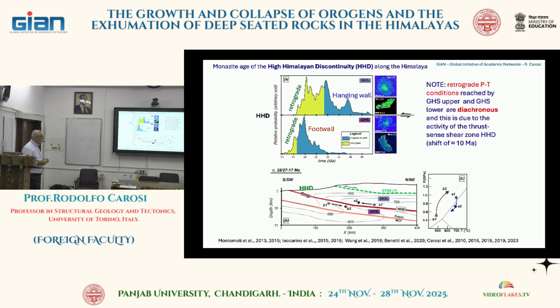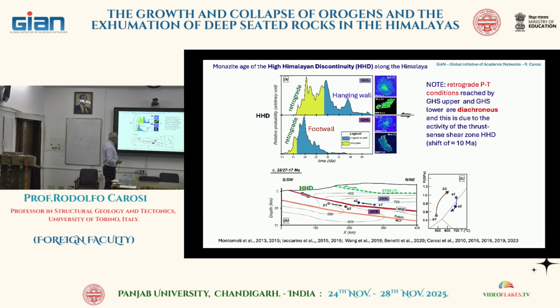And why is there this strange behavior? Because usually people think about the occurrence of the Main Central Thrust, and all the rock of the Greater Himalayan Sequence were exhumed. Here we have the hanging wall exhumed before and the footwall later, 10 million years later. The cause is the occurrence of this shear zone, of the HHD, because as a kinematic like this, the hanging wall moves to the south and the footwall moves to the north in a different way.